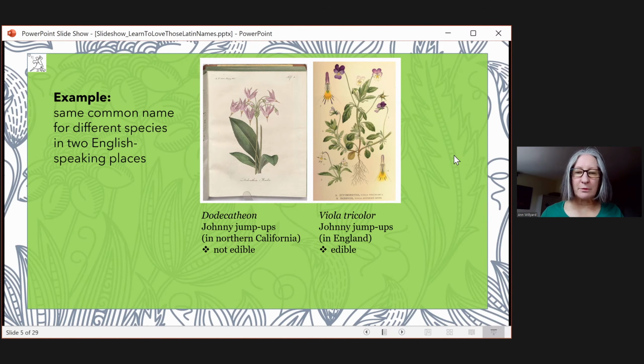I found a cookbook on how to use edible flowers, some place I was browsing, and it had a recipe for using Johnny jump ups in a salad. And I thought, that's weird. I didn't think that Johnny jump ups were edible.